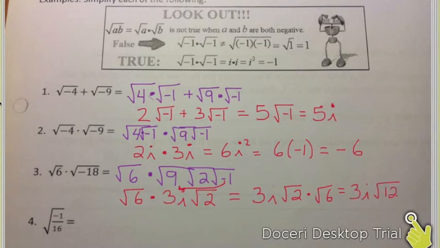12, which can then be broken down into the square root of 4 and the square root of 3. So we have 3i square root of 4 square root of 3, which is 3i times 2 radical 3. I'm just going to draw an arrow so that you can actually see this. We have 3 times 2, which gives us 6i square root of 3.